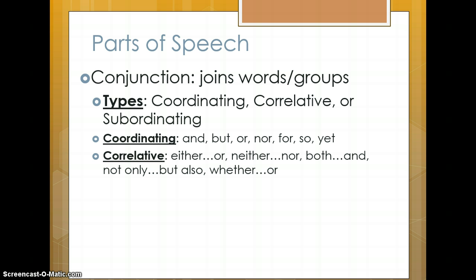Correlative conjunctions are ones that work together, and they're also kind of easy to spot. They work in pairs, so if you have an either, you have to have an or. If you have a neither, you have to have a nor. And granted, there's going to be something in between them. So, neither this nor that. Both Billy and Kim. You're always going to have both of them working together.